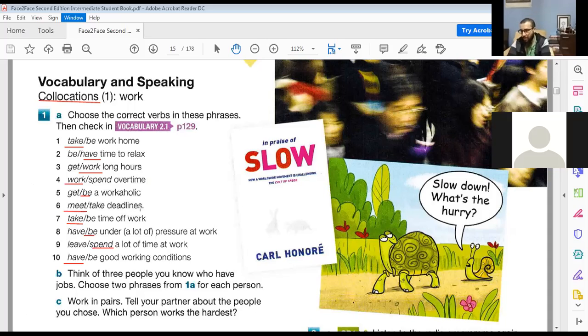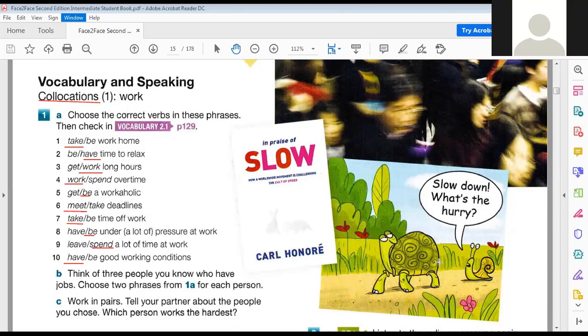You can use them to talk about yourself if you want, but you can also choose a few of them to talk about people you know. The idea here is they want you to think of 3 people you know who have jobs, and you can choose 2 phrases for each person. So who would like to volunteer first?